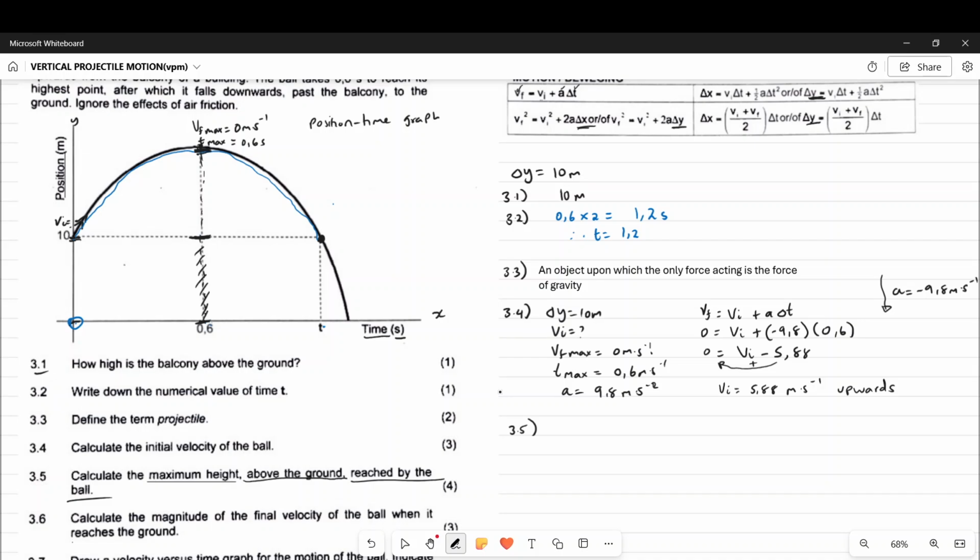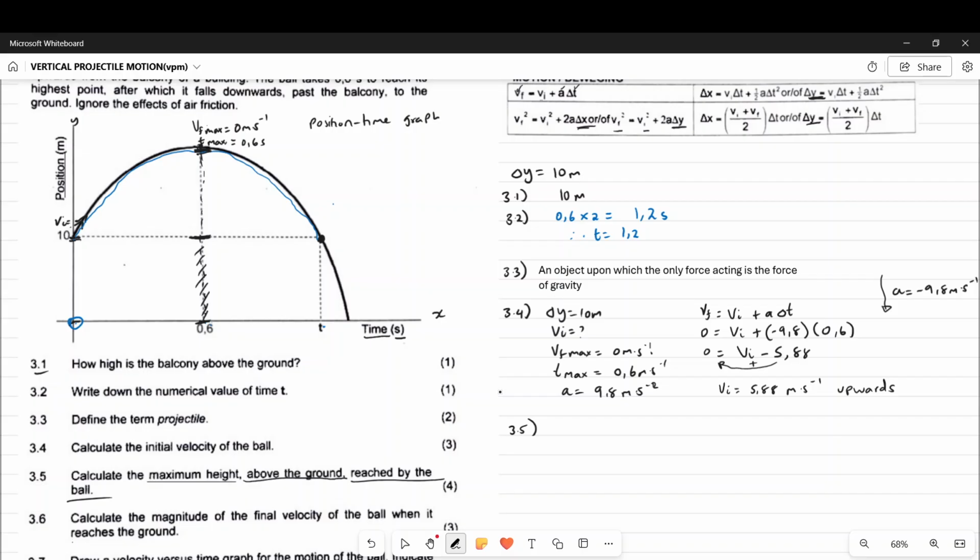We know v initial, we know v final, we know t max, and now we can find this height from here to here. Now let's have a look. Which formula can we use? So we have v initial, we have v max, v final.